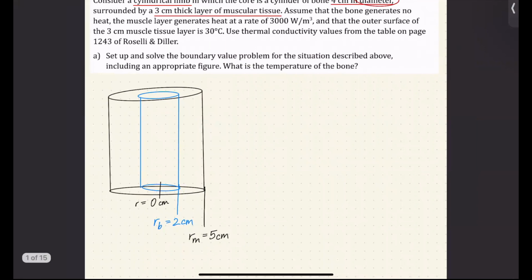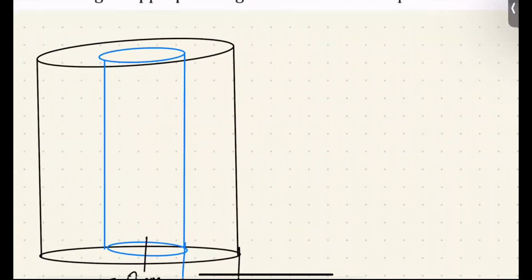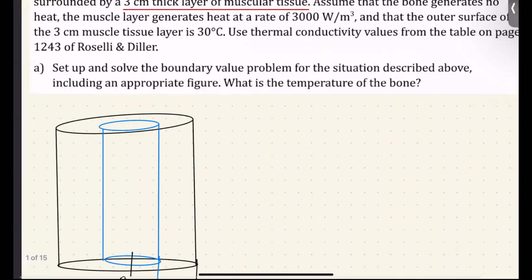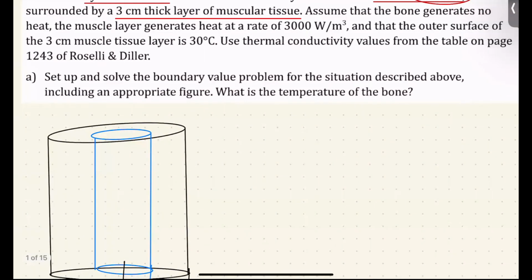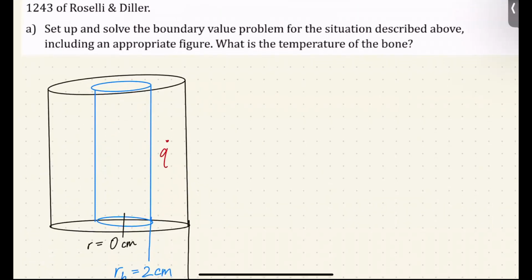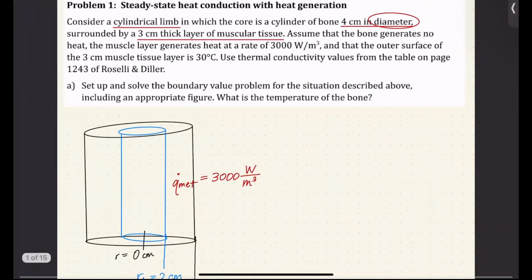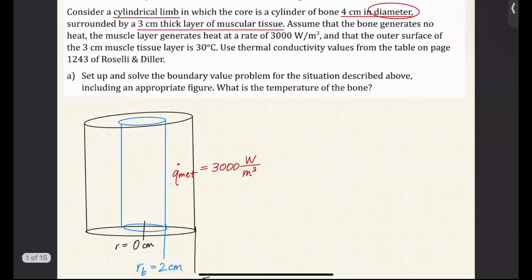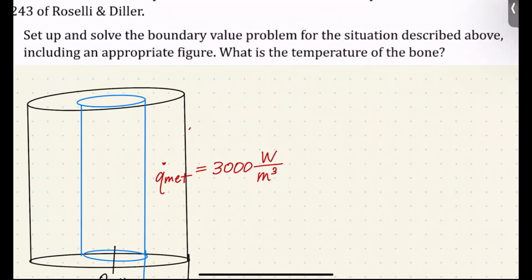And we are assuming that the bone generates no heat. So no heat generation, right? And then we have the muscle layer generating heat at a rate of 3,000 watts per meters cubed. So that means our Q met is 3,000 watts per meters cubed. Okay. And then we have the outer surface of the 3 centimeter muscle tissue layer at 30 degrees Celsius. So right here, we know this is 30 degrees Celsius. Okay. So these are the things we know.